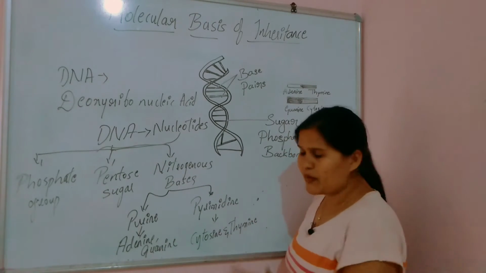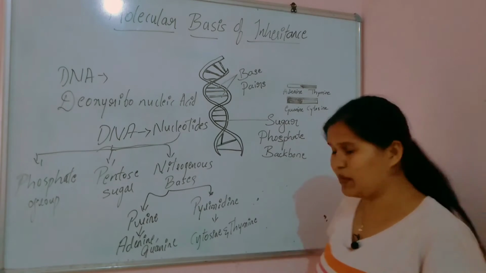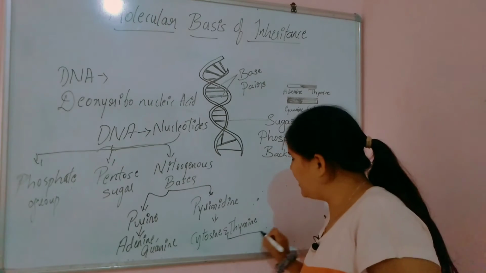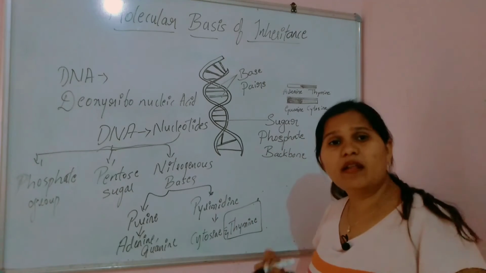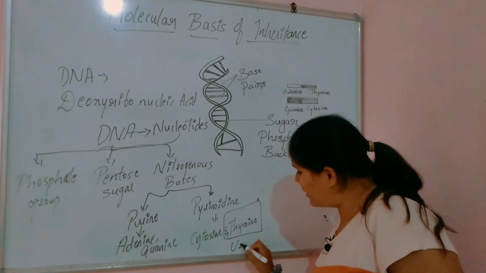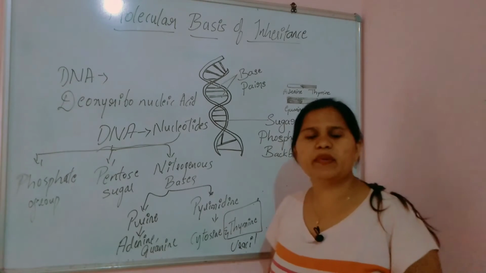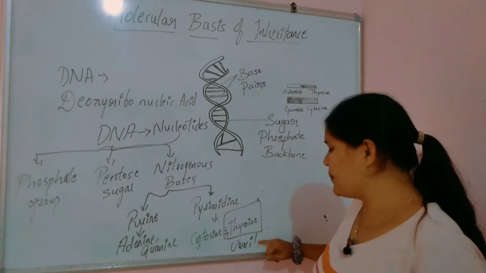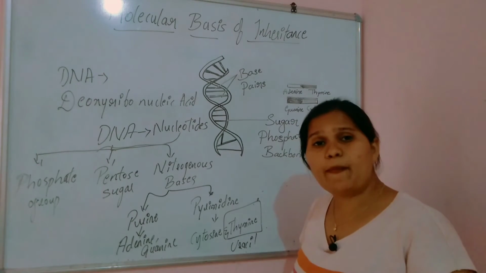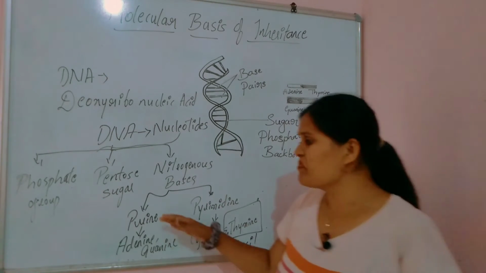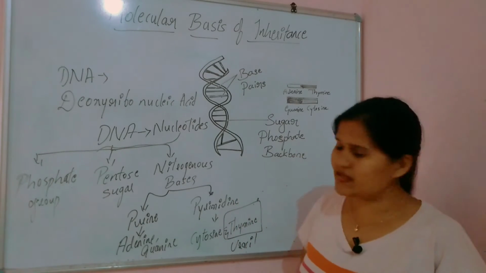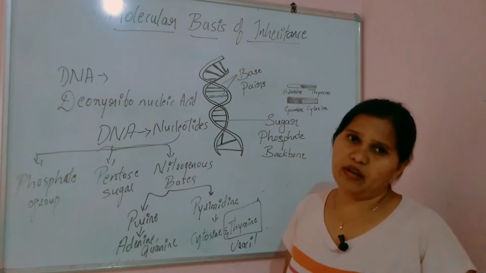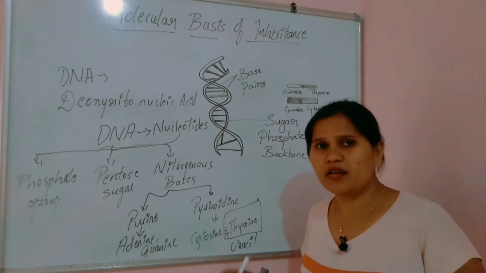In the case of pyrimidine, you can see cytosine and thymine. But in the formation of RNA, thymine is replaced by uracil. That is the only difference. In DNA, the purines are adenine and guanine, and the pyrimidines are cytosine and thymine, or uracil in the case of RNA. Got it? Is this clear?